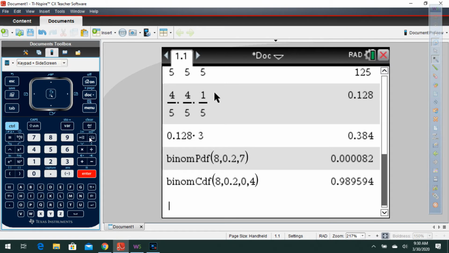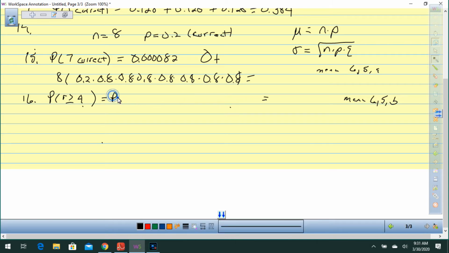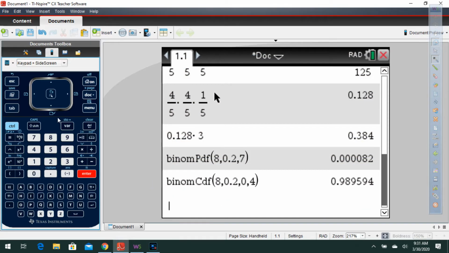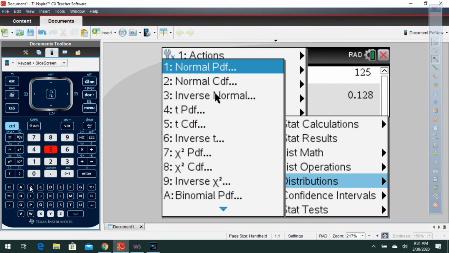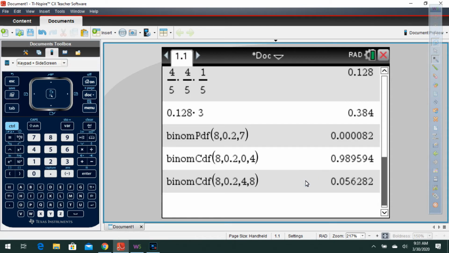Find the probability. It's at least 4. Oh, at least 4. R is greater than or equal to 4, which is the probability of 4 plus the probability of 5 plus the probability of 6 plus the probability of 7 plus the probability of 8. So let's do this again. Menu 6, 5, B. Number of trials is 8. 0.2, 4, 8. 0.0563.